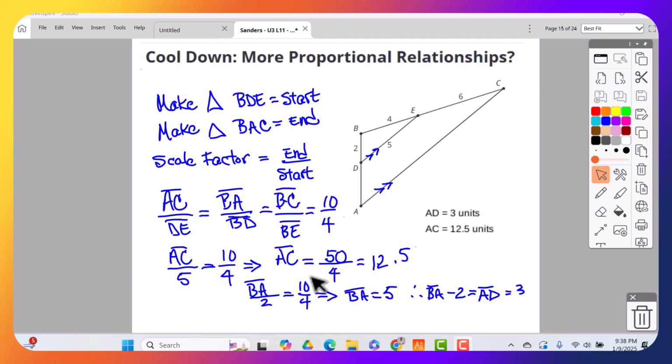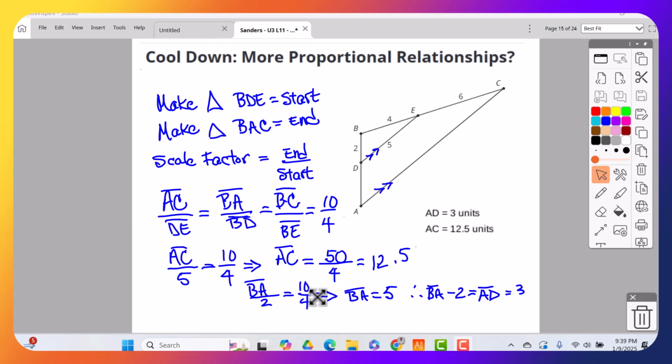Now we want to use the same proportion, the same scale factor, with a different proportion where we can find BA. We want this length right here, the whole length, because we need to find DA, the shorter piece. So we can say BA is to 2. All right, BA is to BD. That's from right here. BA is to 2 as 10 is to 4. That's the original one we had.